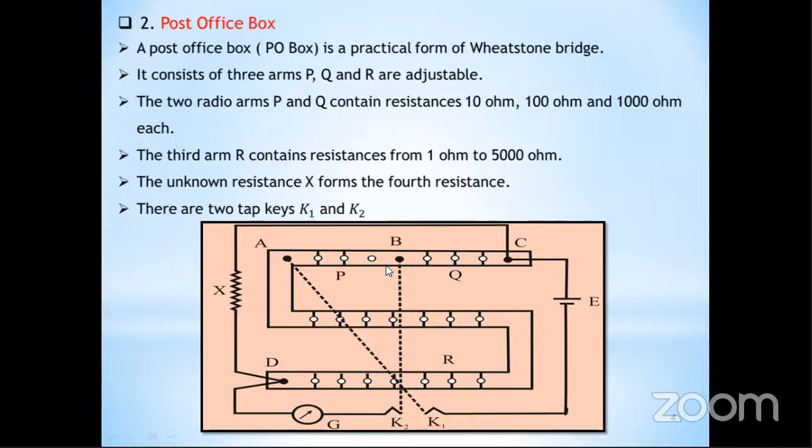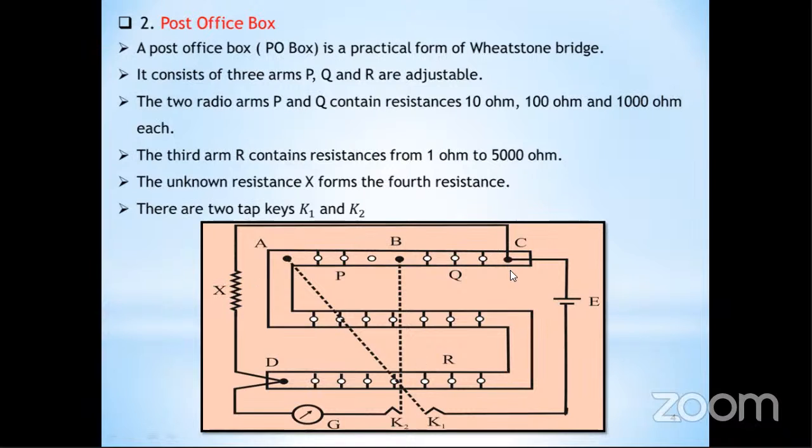The third arm, that is this arm, is connected. This third arm contains resistance of 1 ohm to 5000 ohm. Then the unknown resistance X is given here in the fourth arm, and here K1 and K2 keys are given. These are nothing but the arrangement of the post office box.